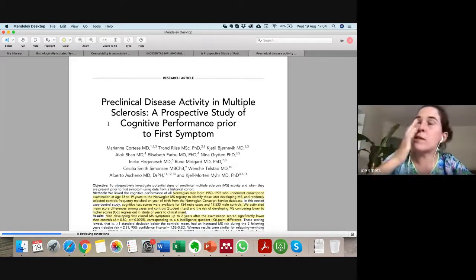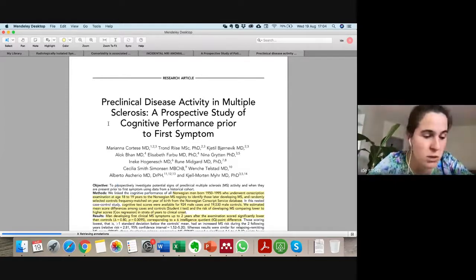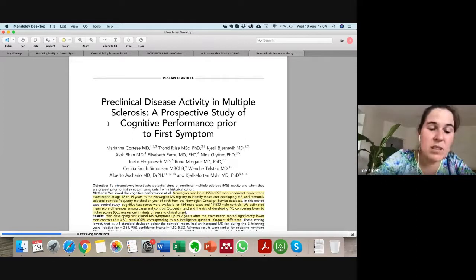And this, obviously, is very intriguing because a lot of these people have a lot of lesions, but they never ever reported anything clinically. So this is really difficult in clinical practice because, as a neurologist, you feel the need to do something because all these lesions are there in the brain. But as patients did not have any symptoms, it's very difficult to act on it.